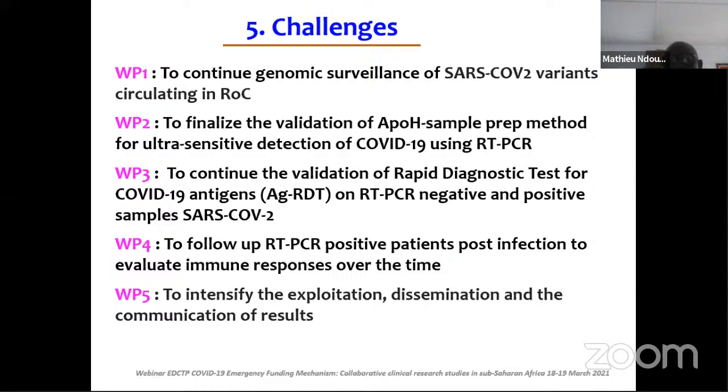We have many challenges for the remaining time of the project. In our Work Package 1, we must continue genomic surveillance of SARS-CoV-2 variants circulating in Congo. In Work Package 2, we need to finalize the validation of approach techniques. In Work Package 3, we need to continue the validation of rapid diagnostic tests using positive and negative SARS-CoV-2 samples.